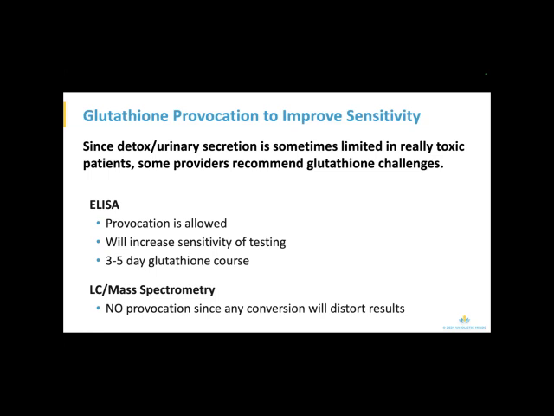For provocation, Dr. Nathan is a big proponent of using glutathione to provoke urinary mycotoxins. You cannot do that with mass spectroscopy. You can do that with ELISA. And basically, the way he teaches the testing is you use glutathione in adults, 100 milligrams twice a day. You can push it a little higher if you want, for 3 to 5 days, and then do the urine collection.